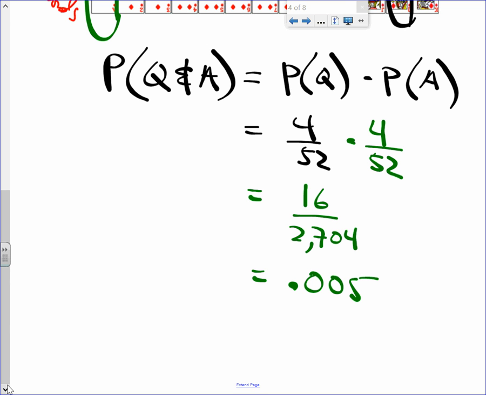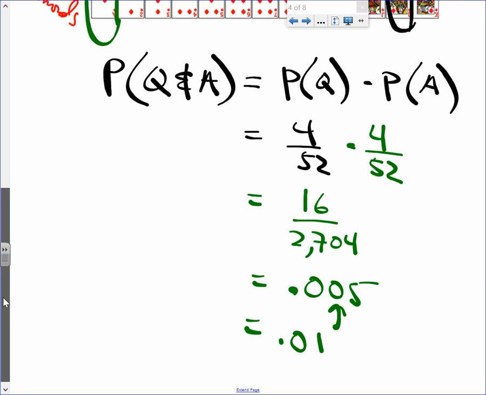0.005. So I'm going to round to the nearest hundredth. That's about 0.01 approximately. It's about a 1% chance of getting a queen, then getting an ace, with replacement. This is called with replacement. We replaced a card and then got another card. Okay, so that's your warm-up. Question on this one?